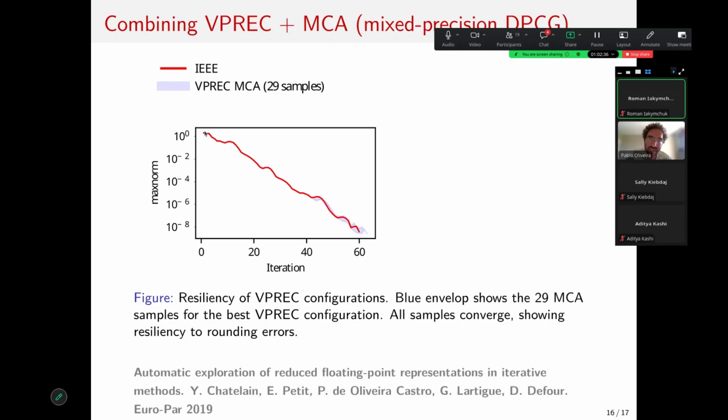And here you can see that the 29 samples in stochastic rounding with the reduced precision, they follow the convergence of the reference in IEEE. So that can be a way for the practitioner to test if their mixed precision, let's say, profile is good.